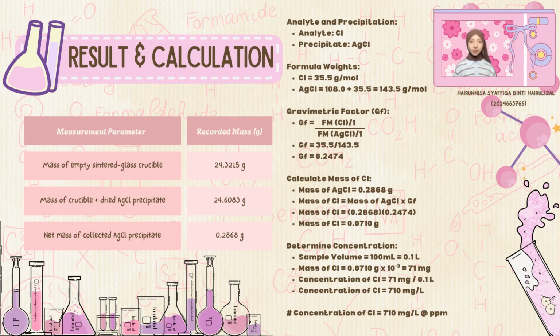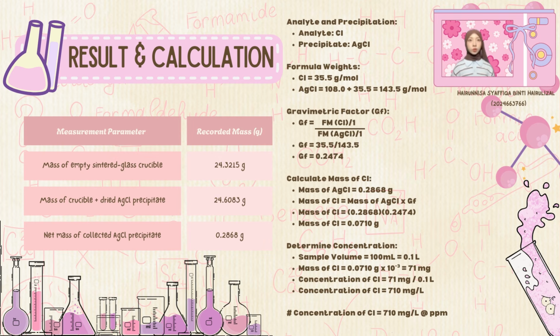Now, let's move on to the result and calculation. As for the result here, the mass of empty glass crucible obtained is 24.3215 gram. And the mass of crucible plus dried silver chloride precipitate is 24.6083 gram. Therefore, the net mass of collected silver chloride precipitate is 0.2868 gram.